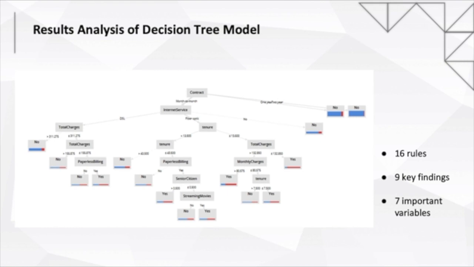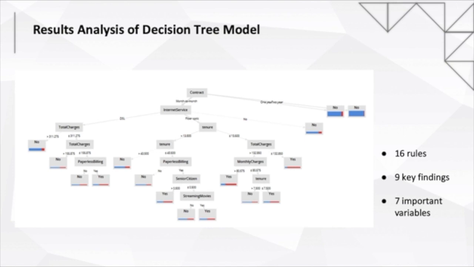Based on efforts needed during the process and the analysis of performance measurement, we decided to mainly focus on the decision tree model and use the results of rule induction and the naive Bayes model to supplement our findings. This picture shows the results of the decision tree model. Totally, there are 16 rules generated.